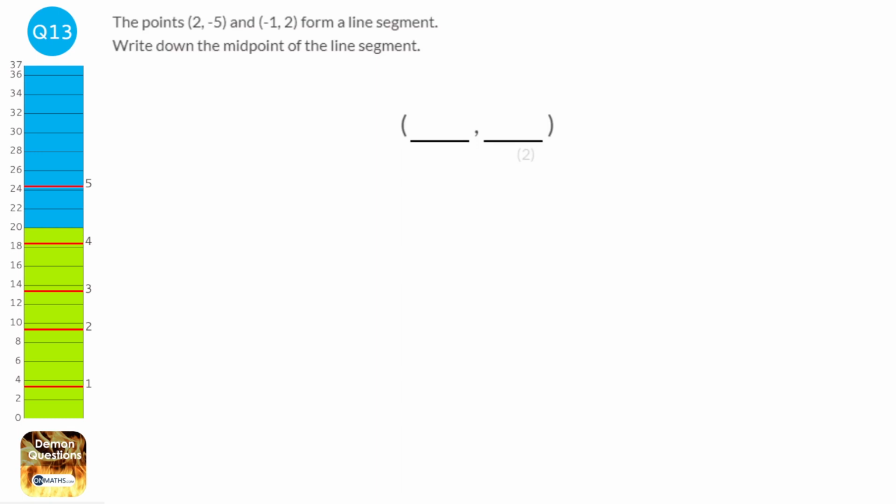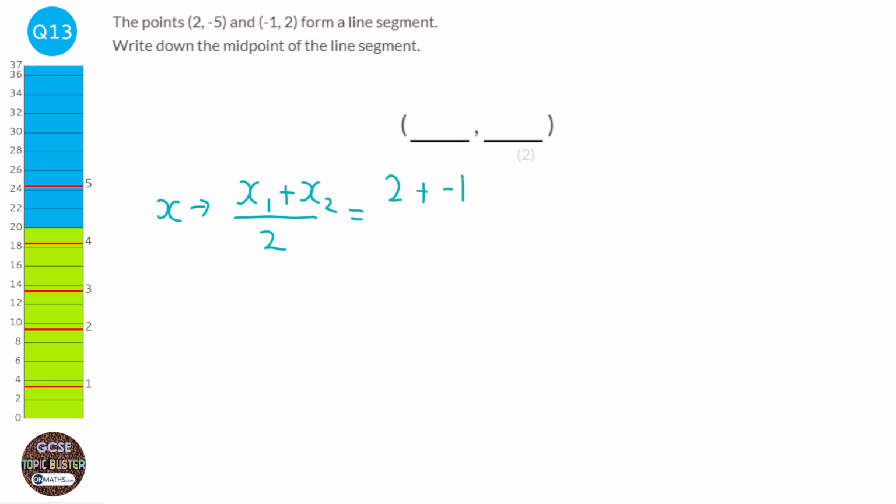To find the midpoint, we can use this simple formula. And we're going to start off by finding the midpoint for the x component. And the formula is just adding the 2 x coordinates and dividing by 2. So we've got 2 plus minus 1 divided by 2. And that's going to be 1/2, or 0.5.